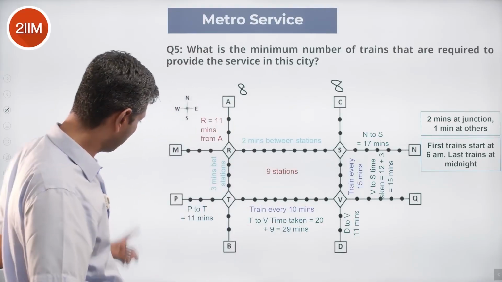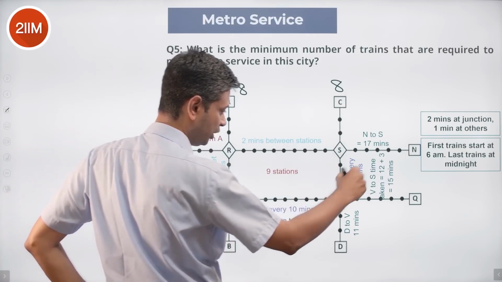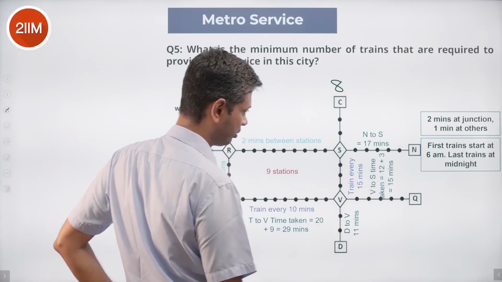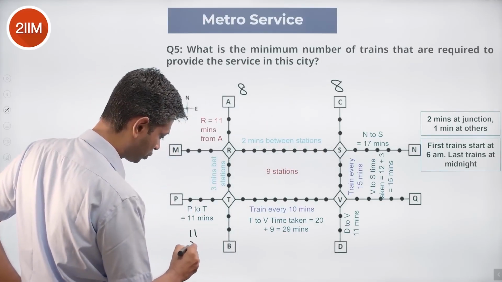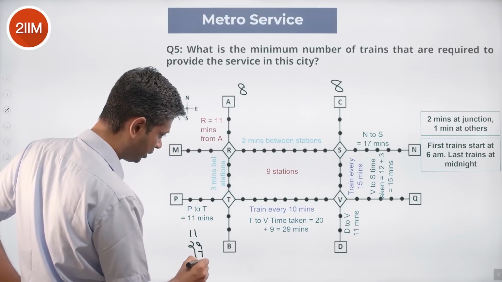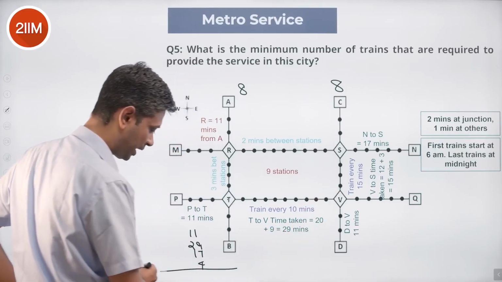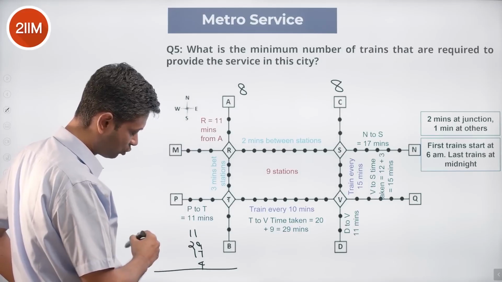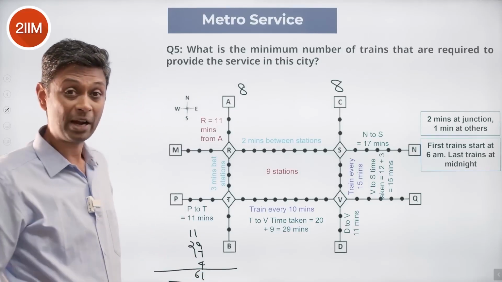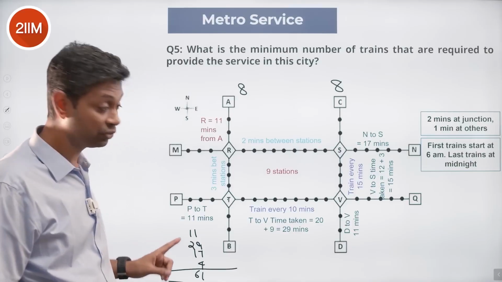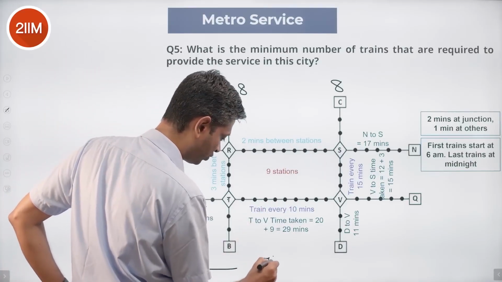Right? From P to T is 11 minutes. T to V is 29 minutes. V to Q is 17 minutes. So 11 plus 29 plus 17 plus 4. 2 minute waiting time here, 2 minute waiting time here. Add all of this up. 11 plus 29 is 40. 40 plus 21 is 61. Apart from this, there's a 15 minute wait time. So from P to Q is 76 minutes.